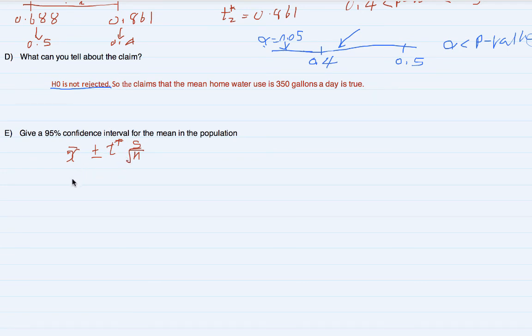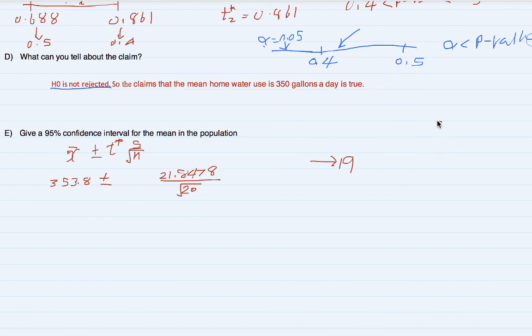We know x bar already, 353.8, plus or minus t star, which I will leave for a minute, times s, 21.8478, divided by root 20. So how do we find the t star? I explained how to check the t table. But again, what is the degrees of freedom? 19. Go to 19 in the t table.